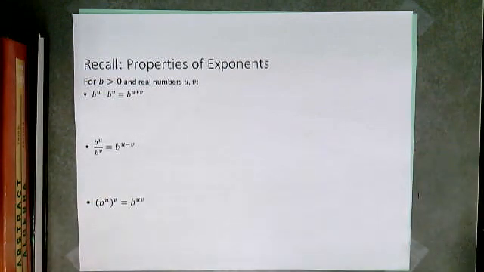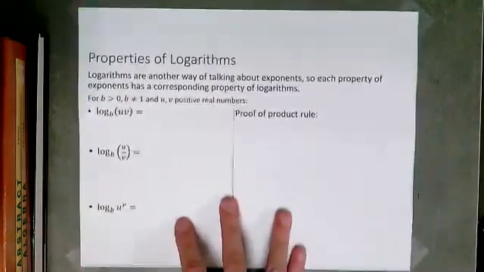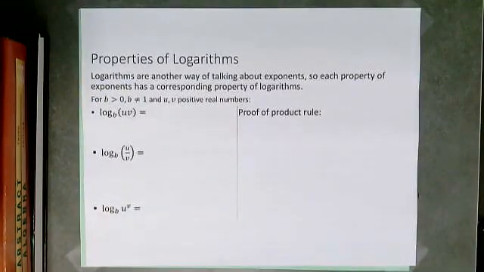Now we're going to look at the properties of logarithms. Somewhat similar. Logarithms are another way of talking about exponents, so each property of the exponents has a corresponding property of logarithms. Again, we still have the same things: b has to be greater than 0, b in this case has to be not equal to 1, and u and v are both positive real numbers again.